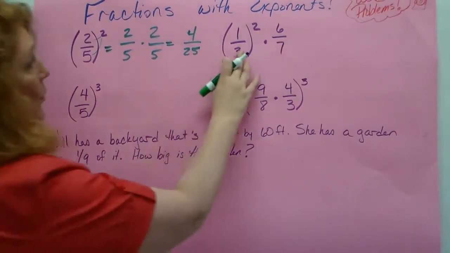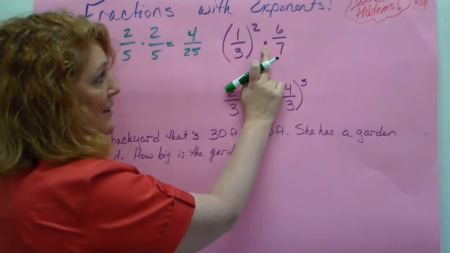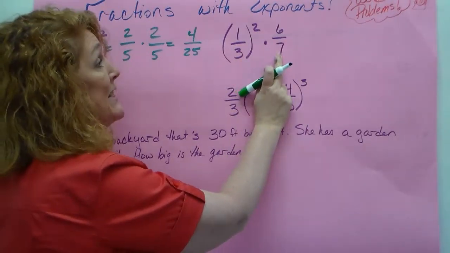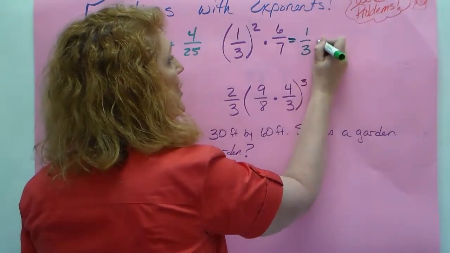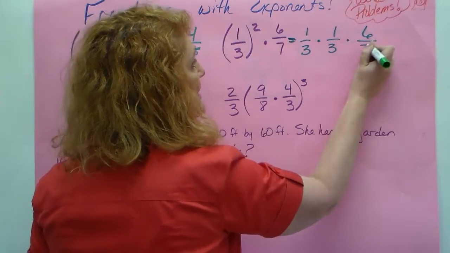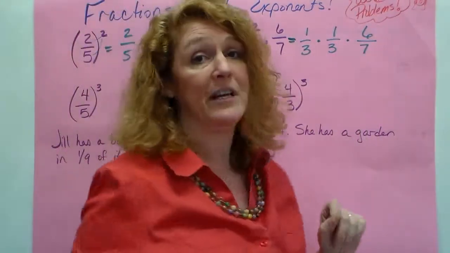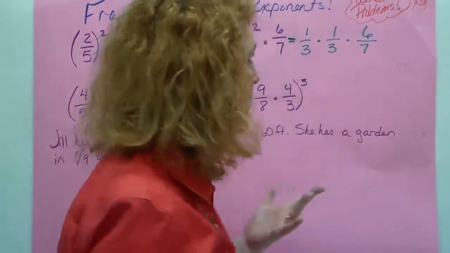How about this problem? Here, I'm going to take this and square it, and then, because I do the parentheses first and the exponents first, and then I'm going to multiply it by 6/7. This problem actually looks like this. 1/3 times 1/3 times 6/7. And I have to multiply all of these. I get to cross cancel first, though, and I'm very happy about that.